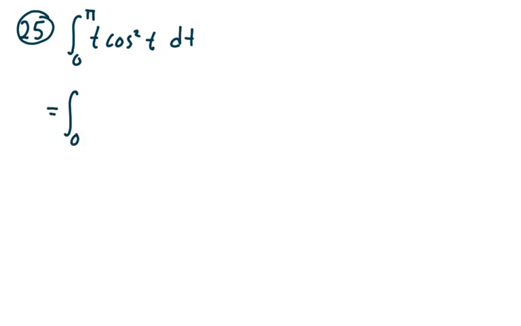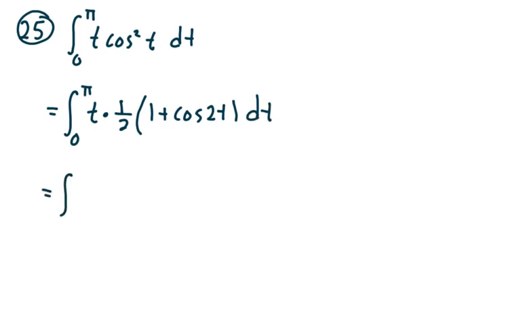If we take a look at 25, suppose I had the integral from 0 to pi of t cosine squared of t dt. Now, what I would do is I would have the integral from 0 to pi of t times 1/2. I would use the power reducing formula again. So it's 1/2 of 1 plus cosine 2t dt.